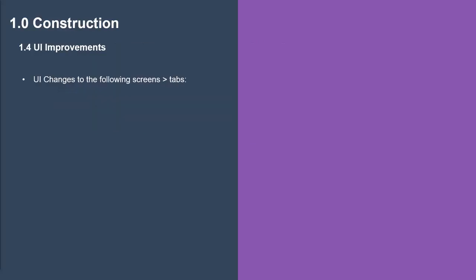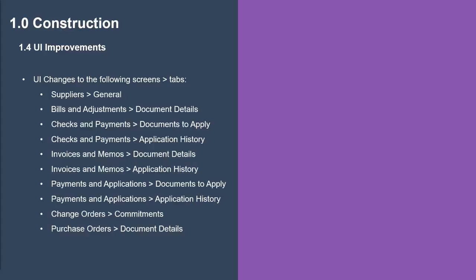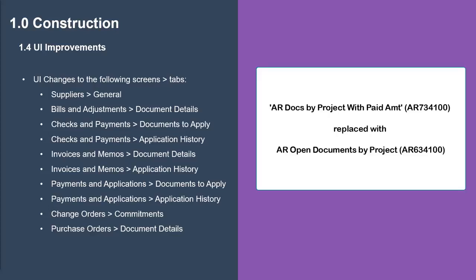There have been minor changes made to construction-related screens, making these more intuitive for users. On the Suppliers General tab, the Supplier Default section has been renamed to Project Defaults. And for the following screens, the Has Expired Compliance Documents column has been renamed to Expired Compliance. Also, just a note that the AR Docs by Project with Paid Amount report has been replaced with an AR Open Documents by Project report. This is covered in the Finance section of this overview.